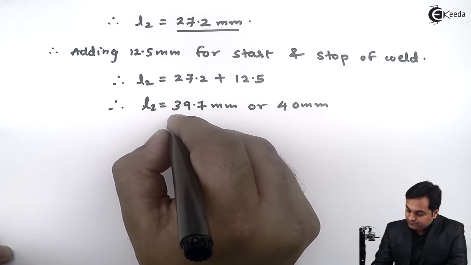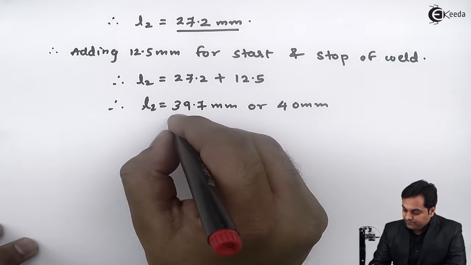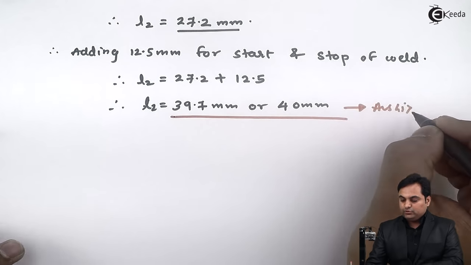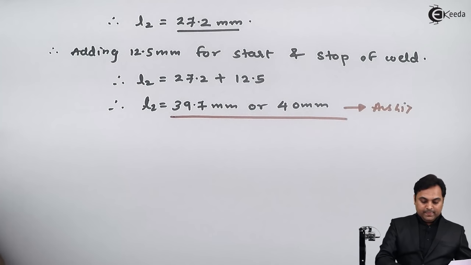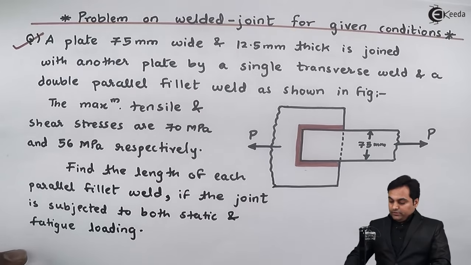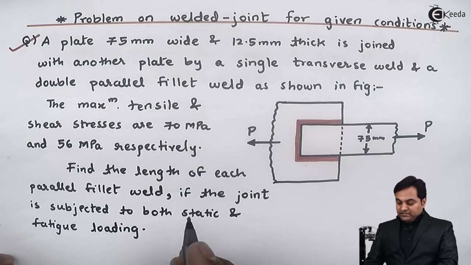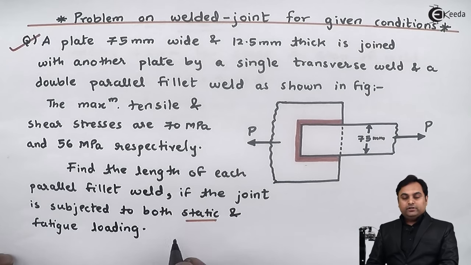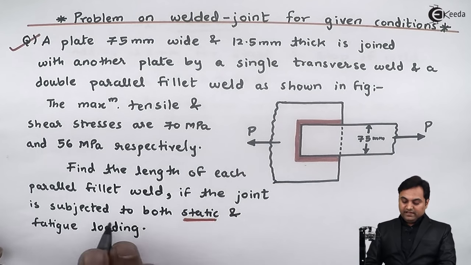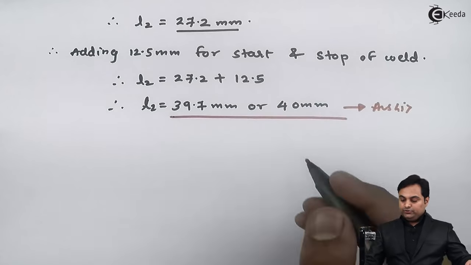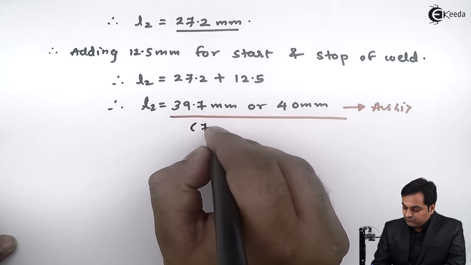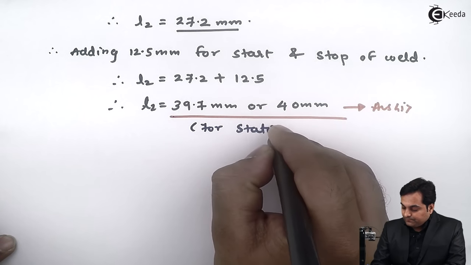So here, as we see in this problem, they were telling us to get the length of parallel fillet weld, and the conditions were given in the problem as both for static and fatigue loading. Now the value which we have got, it is for static loading. Next we will calculate for fatigue loading. So this value is for static loading.